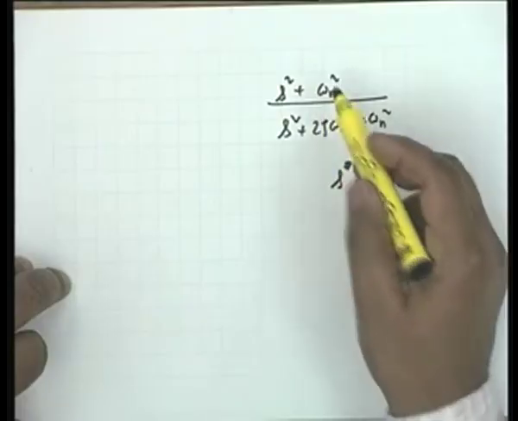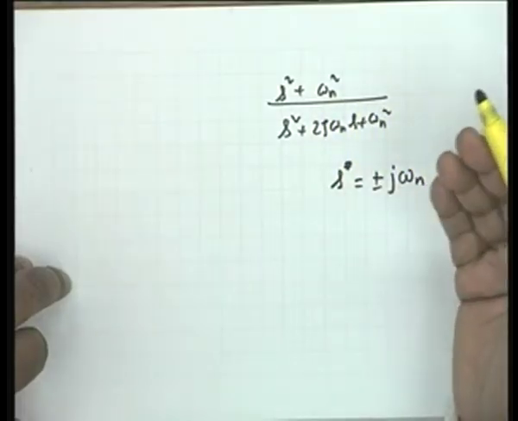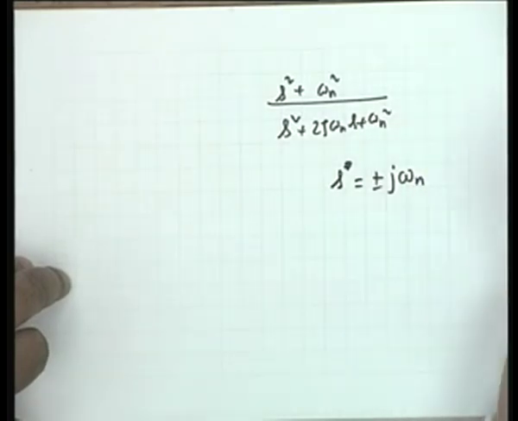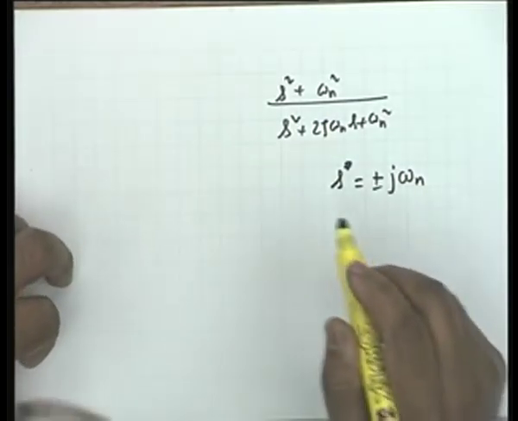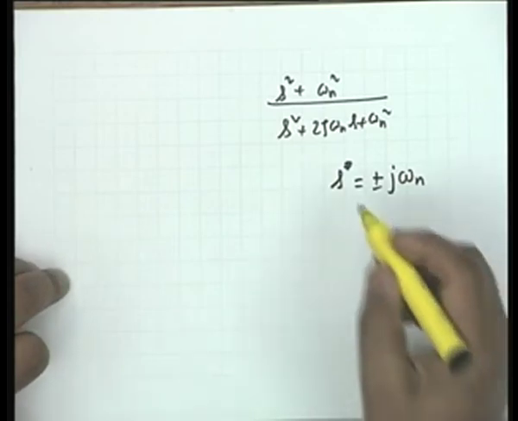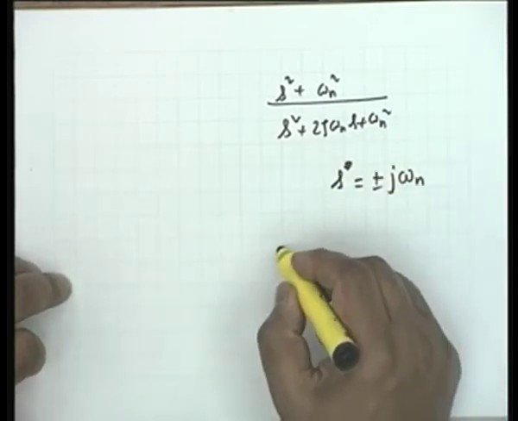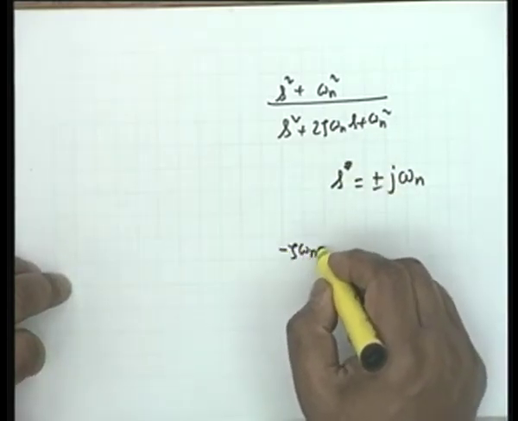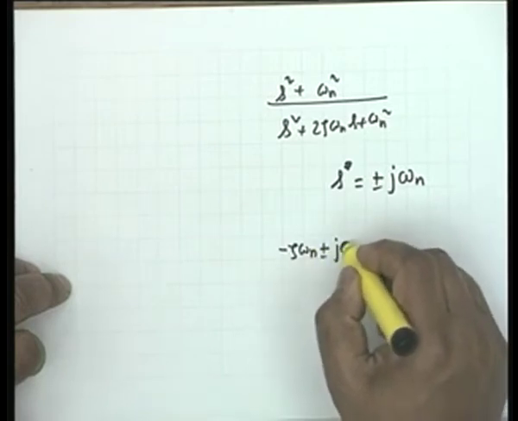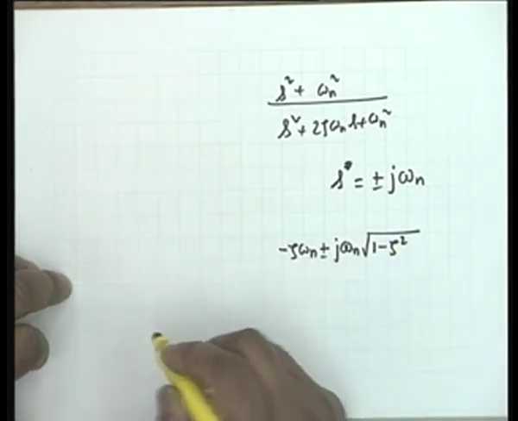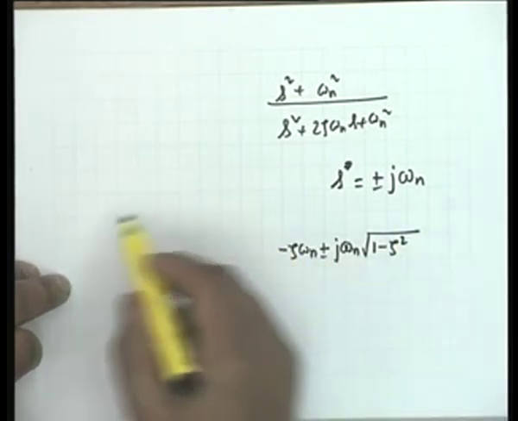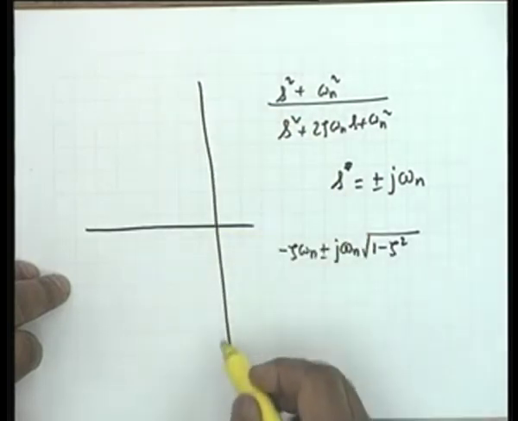Obviously that is unpardonable, because s squared plus omega n squared equal to 0 has the solution s squared equal to minus omega n squared, and if you want to take the square root of minus 1, it has to be j, plus minus j. These are the zeros. The second thing that baffled you was the poles are obviously at minus zeta omega n plus minus j omega n square root of 1 minus zeta squared, and therefore they have the real part.